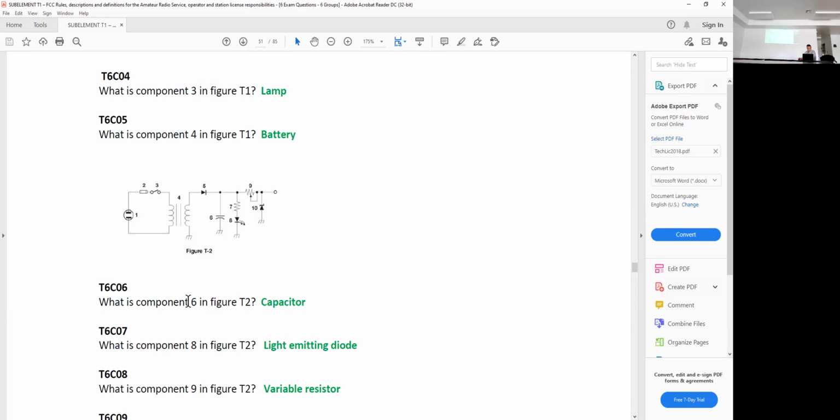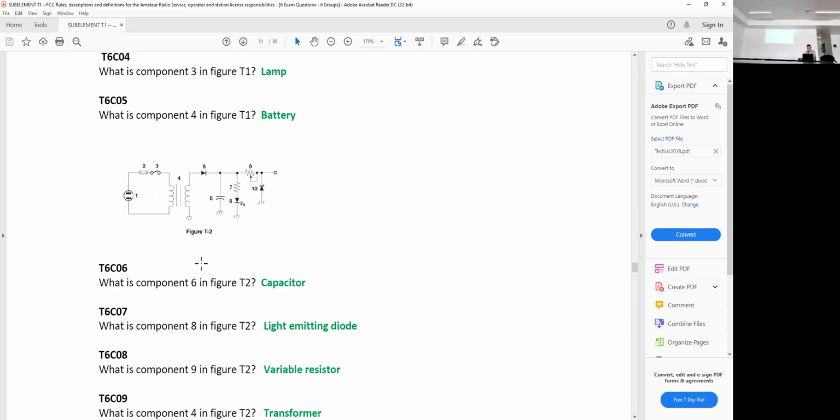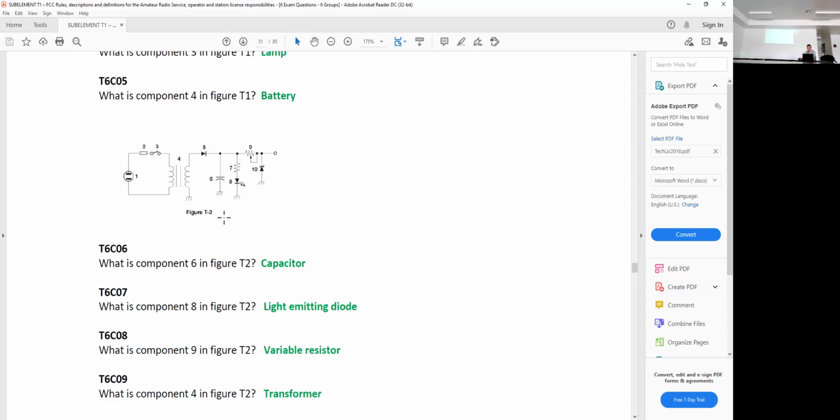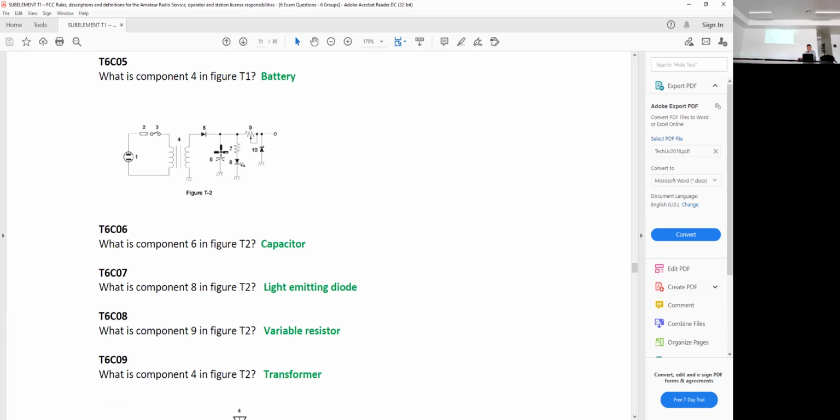All right, what is component 6 in figure T2? Component 6 right down here. That's a capacitor. Now, an interesting thing about the capacitor symbol, sometimes they'll be drawn with the plates flat, and sometimes they'll be drawn with one of them curved. It doesn't matter. Does that indicate direction? It can. Yeah. A lot of them, though, are not polarity specific anyway.